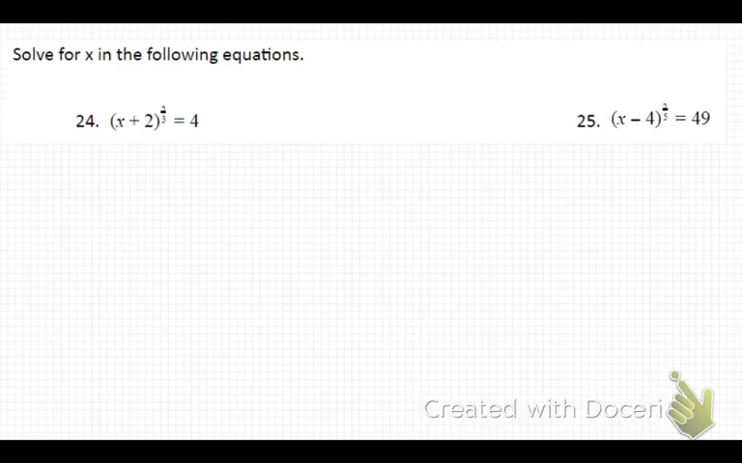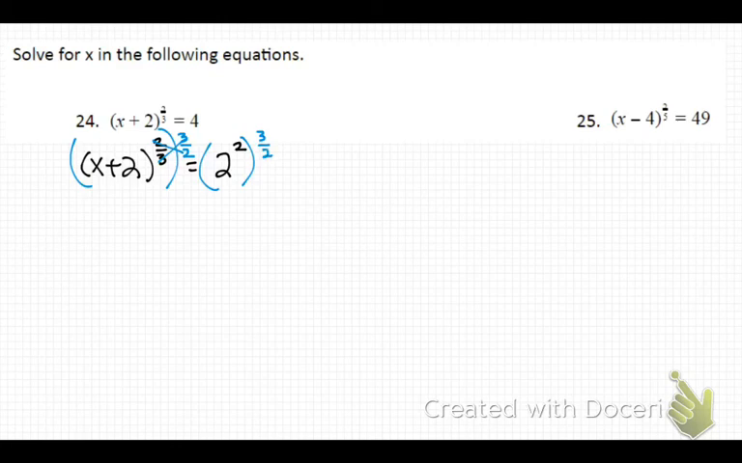So, I'm going to rewrite this. I have x plus 2 raised to the 2/3 power equals 4, and how can I rewrite 4? 2 to the what power? 2 to the 2nd. What is my reciprocal power? 3/2. So then I'm left with, what is 2 squared to the 3/2?